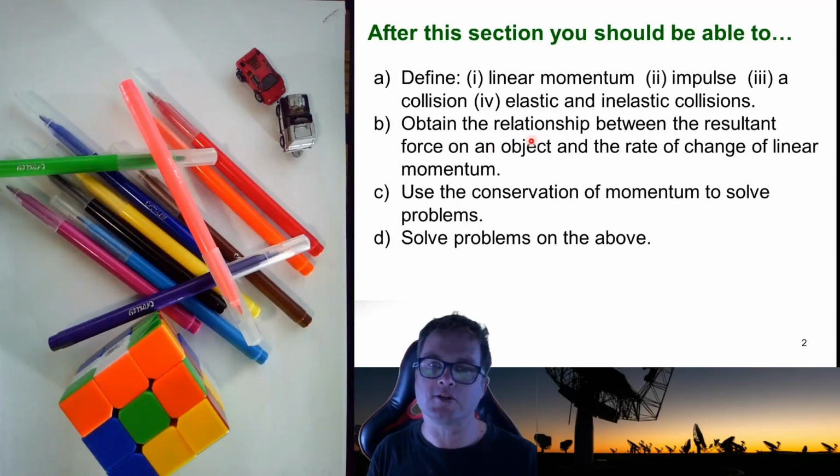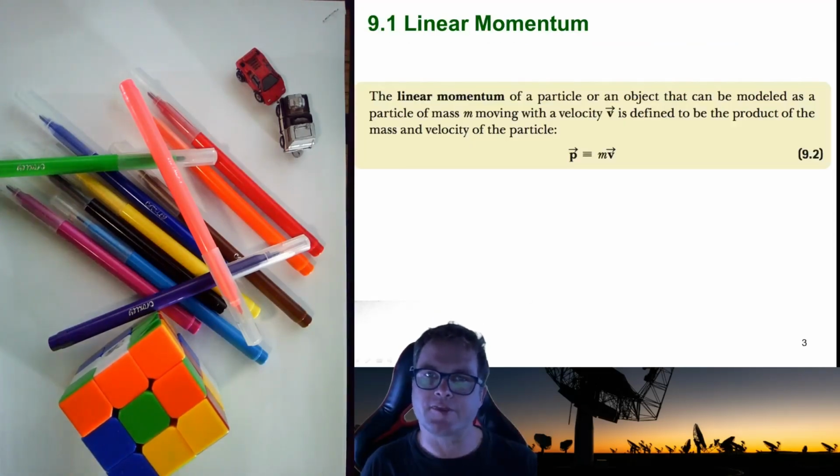Then we're going to go on to obtain a relationship between the resultant force on an object and the rate of change of linear momentum. And we're also going to use the conservation of momentum to solve problems. And of course, as with all the chapters, we're going to be applying these concepts to solving a variety of different problems. So we start then with the definition of linear momentum.